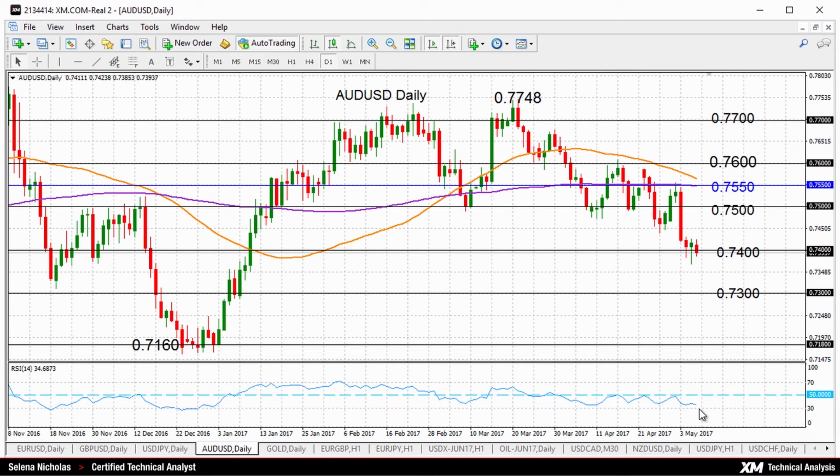We're near oversold levels, but there is some fading downside momentum. RSI has stopped just above 30, it's not declining anymore, so it suggests that any further downside in Aussie dollar could be limited, and we're looking around 0.7350, 0.73 as important support levels to the downside.